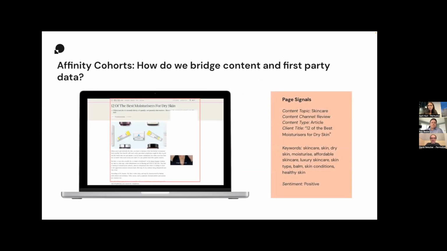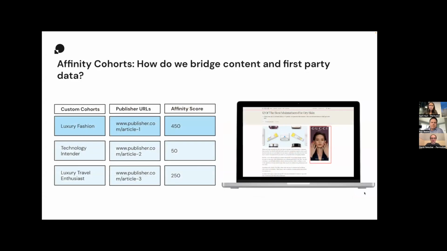Today, when we think about contextual targeting, really what we think about is a user visits a website and we understand the various signals that are available, the metadata of the page, the classification of the page. In the example that we have on the screen here, we would know that this is a positive skincare review. However, with affinity cohorts now, we can also understand audience affinity to that content. So really enriching the signals that are available for that content with the aggregated insights from consented users.